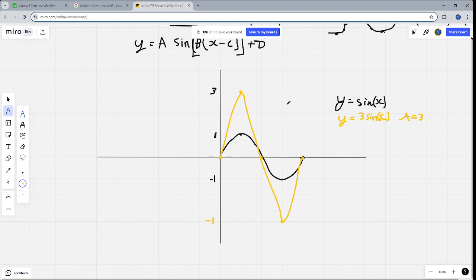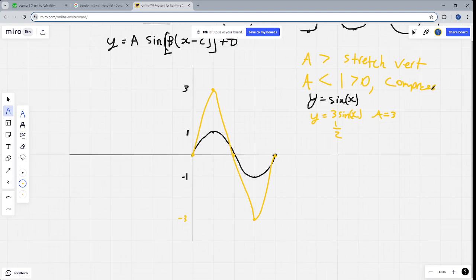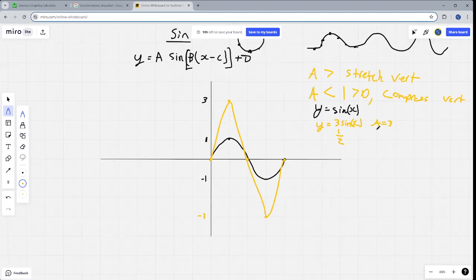Okay? So we figured out our amplitude, and of course, just like other functions, we can compress it vertically or stretch it vertically, depending on what number this is. If the number is greater than 1, we're going to be stretching. Greater than 1 is a stretch vertically. Okay? And then if a is less than 1 but greater than 0, that means we're going to compress it vertically. Okay? That's our a value.